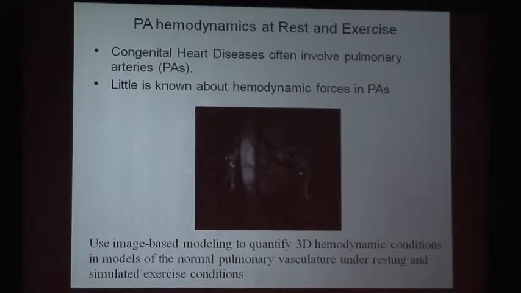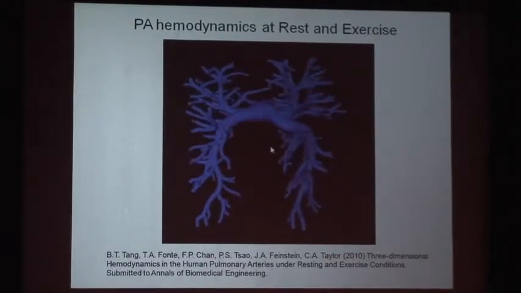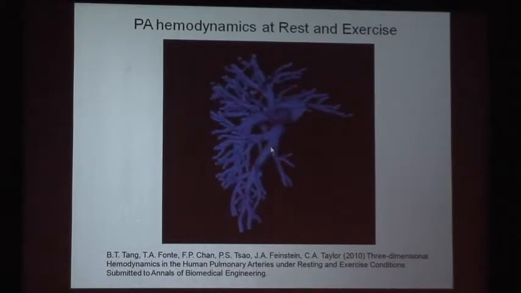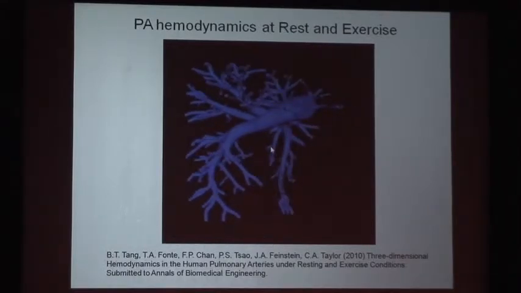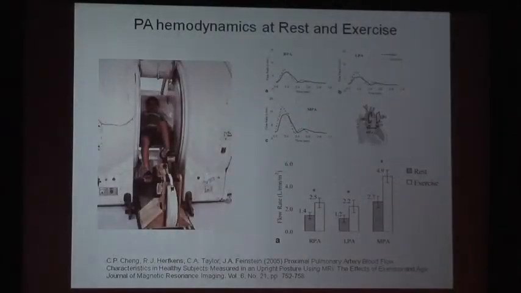Let me show you another example of pulmonary flow, because this is so important in patients with congenital heart disease. This is a model we constructed from magnetic resonance imaging. We looked at a group of normal subjects and patients with some pulmonary disease. Here's a discretization. We wanted to understand flow at rest and exercise, and actually to get information about exercise.